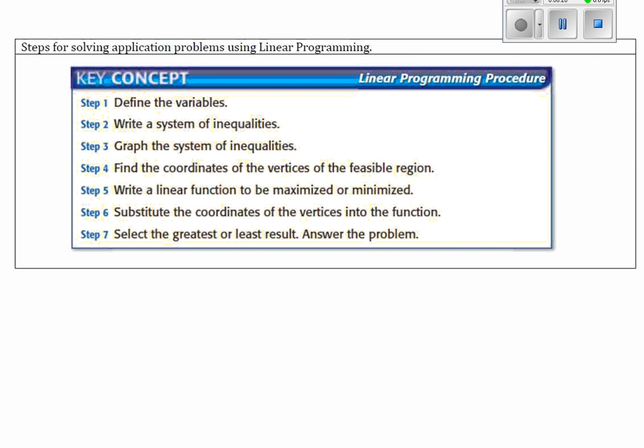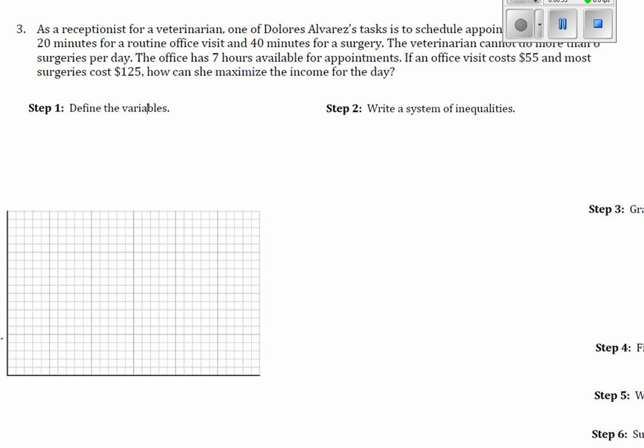So if you want to put it in words: 1, define the variables; write a system of inequalities; graph that system of inequalities; find the coordinates of the vertices of the feasible region; write the linear function to be maximized or minimized; substitute the coordinates into the function; and select if you want the greatest or the least result and answer the problem. So we got a problem like this.